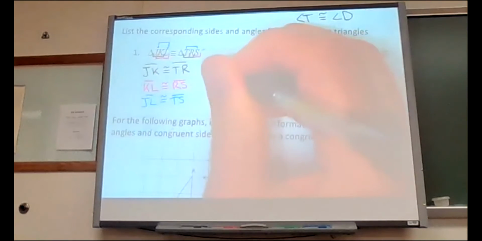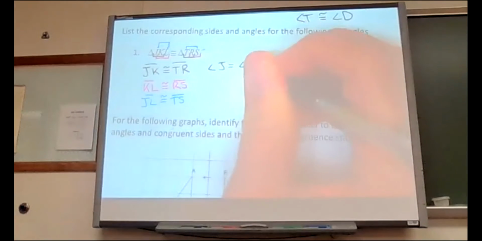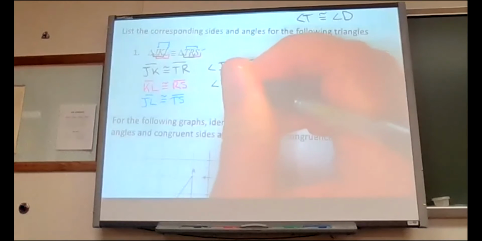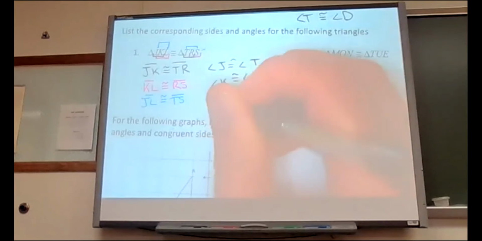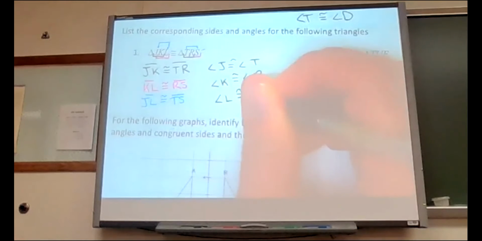And we also know that angle J is congruent to angle T, that angle K is congruent to angle R, and angle L is congruent to angle S.